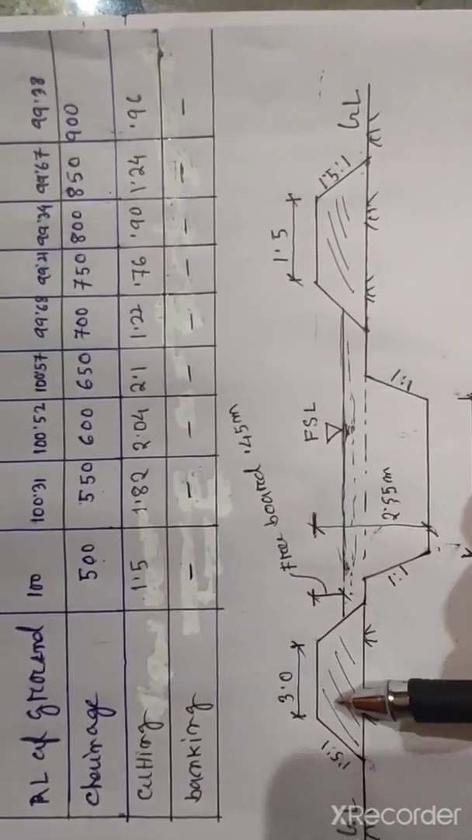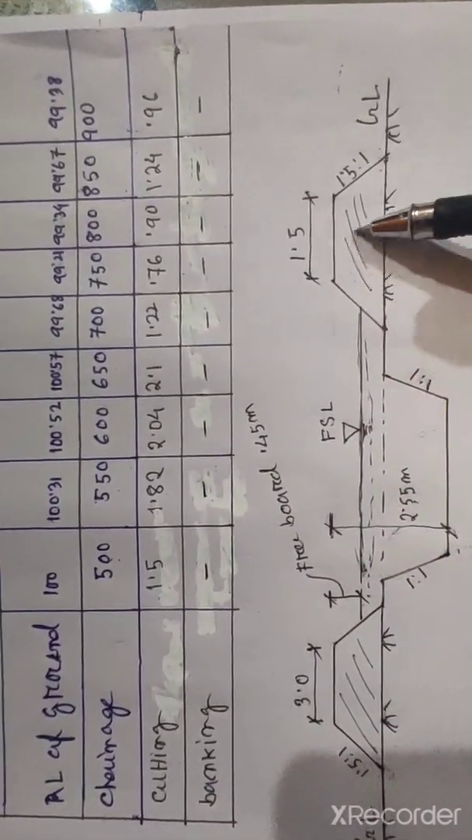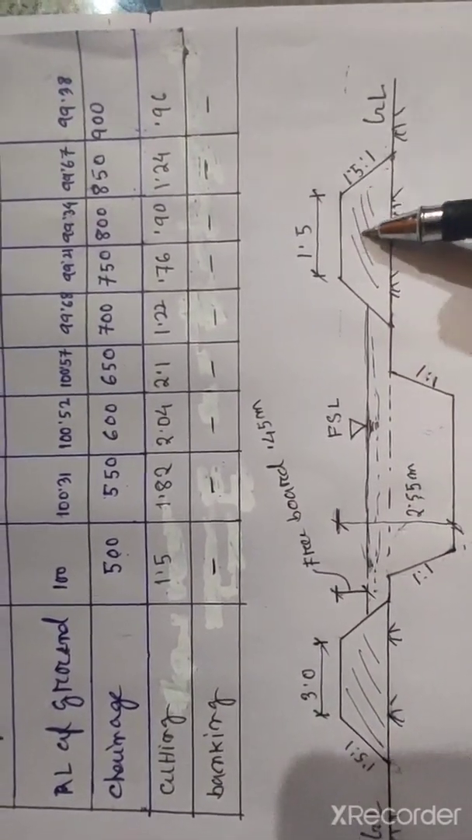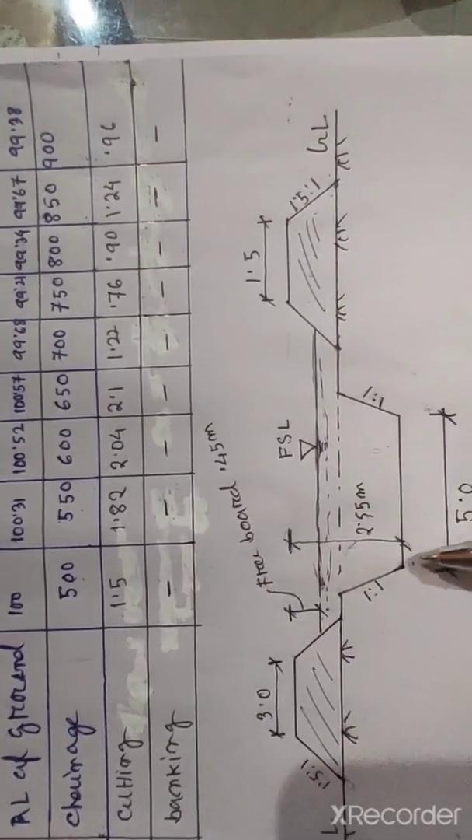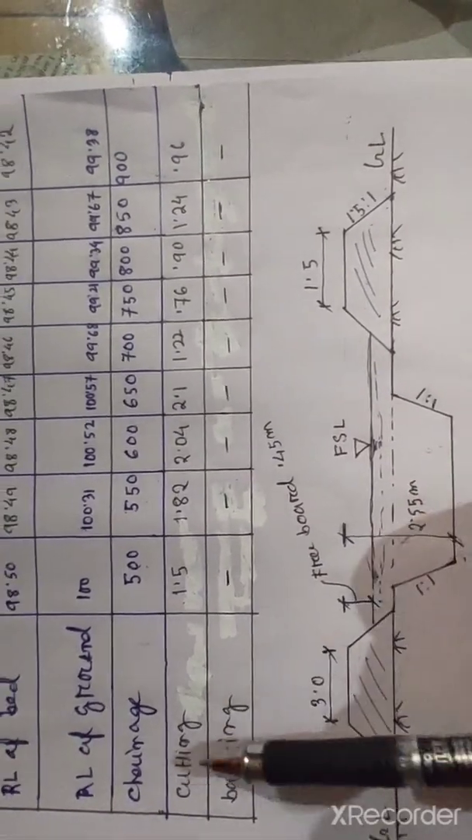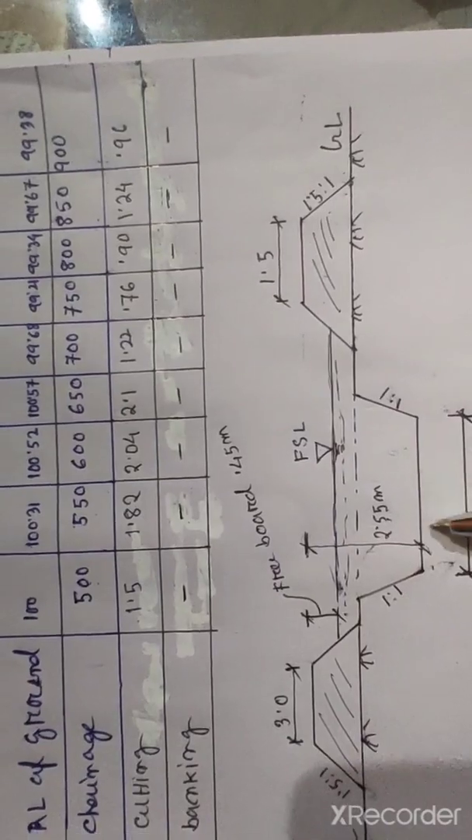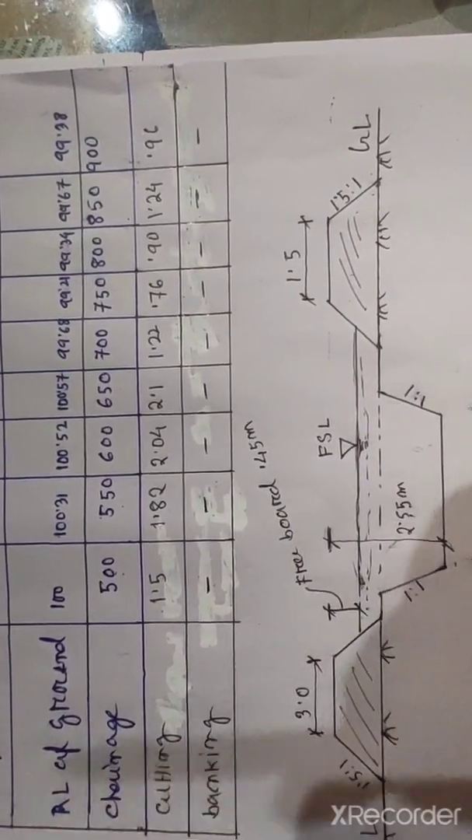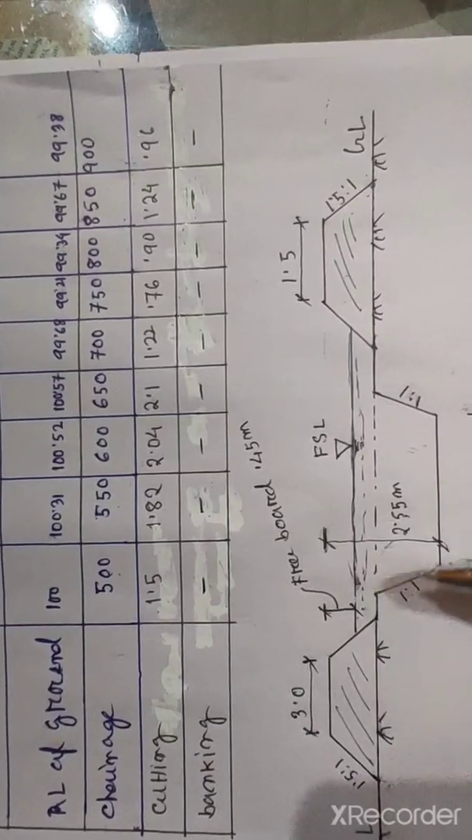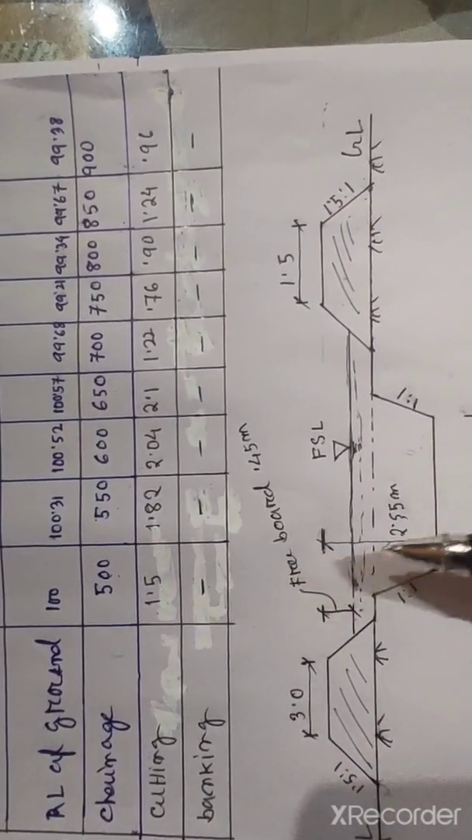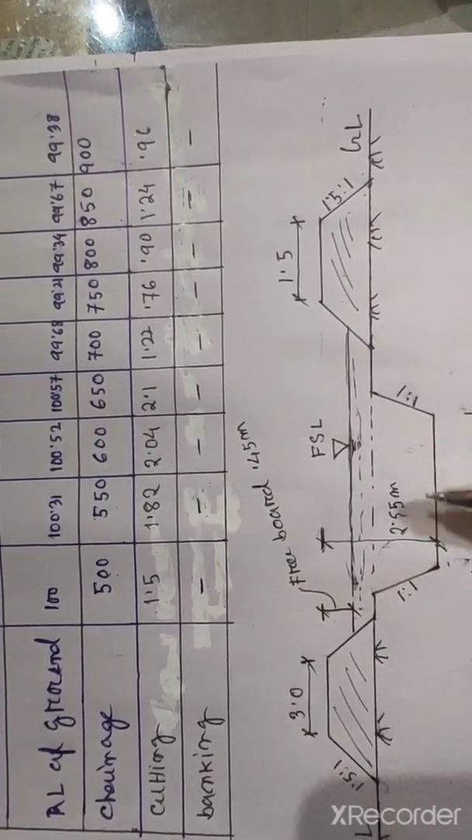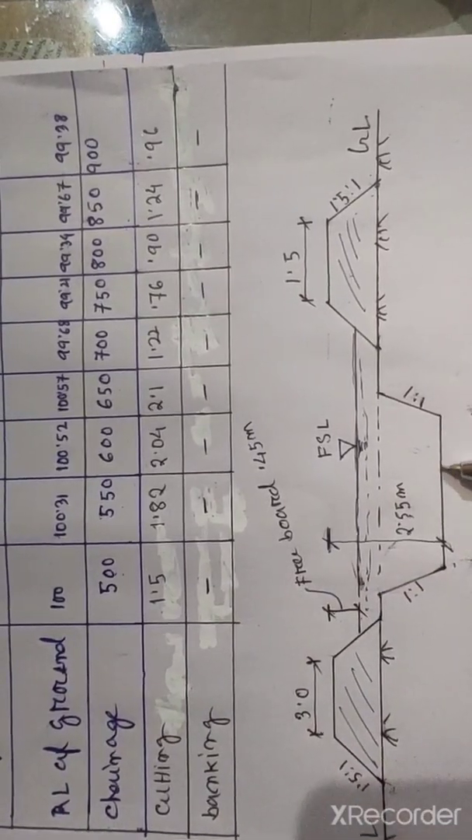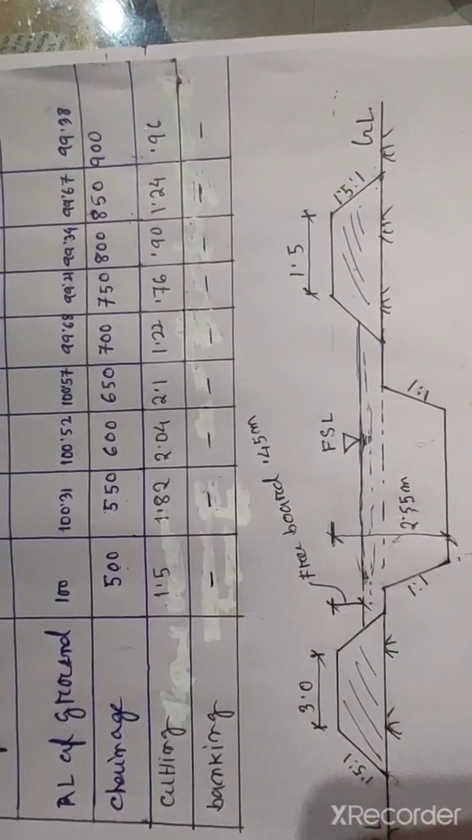Only there is banking on the side banks that we have constructed. But there is no banking on the bed. There is only cutting on the bed. Okay? So don't confuse between banking on the banks and banking of the bed. Here there is no banking on the bed, but there is only cutting on the bed.